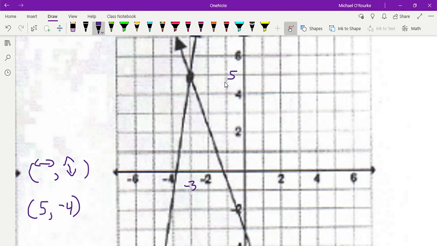So you got to think about it like if you're going into someone's house, right? You go in the door, then up the stairs. You have to go in first. Okay, so this one here was -3, 5. -3 first, then up to 5.